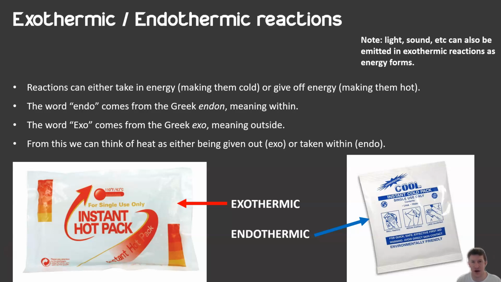Where the words endothermic and exothermic come from is actually Greek. Endo comes from the Greek word endon, meaning within, and exo comes from the Greek word exo, which means outside. So we're talking about energy being given outside or being taken within. And that's where we get exothermic and endothermic.